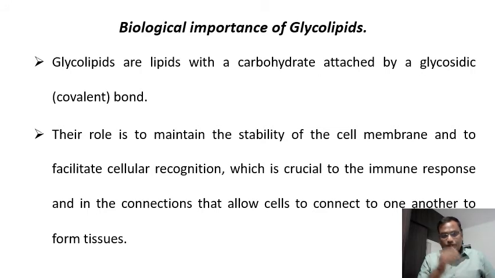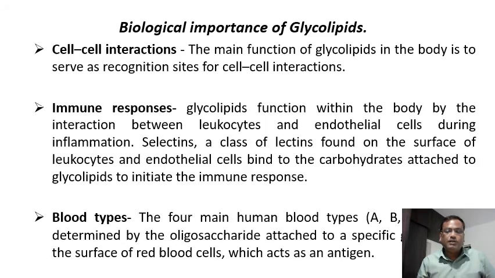So the recognition, cell recognition is an important thing which is responsible for the identification of target cell by the hormones or many other things. So the cellular recognition is mainly achieved due to the glycolipids which exist on the surface of the membrane. And glycolipids are also involved in other things. As I already mentioned, the cellular recognition helps in cell-cell interactions. And second one is immune response.